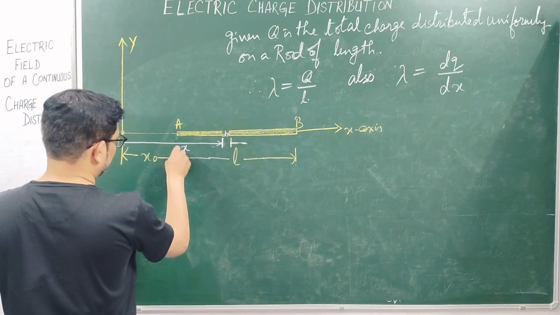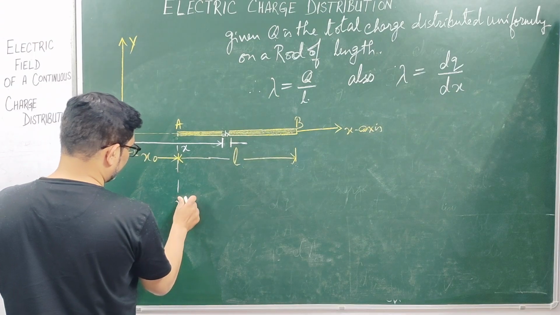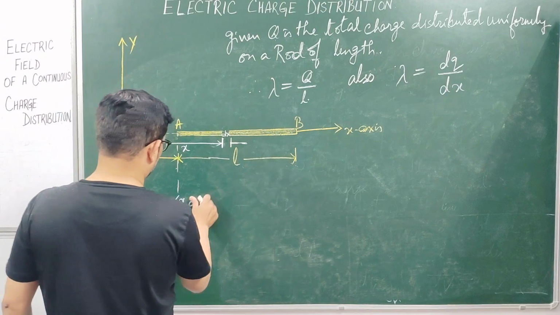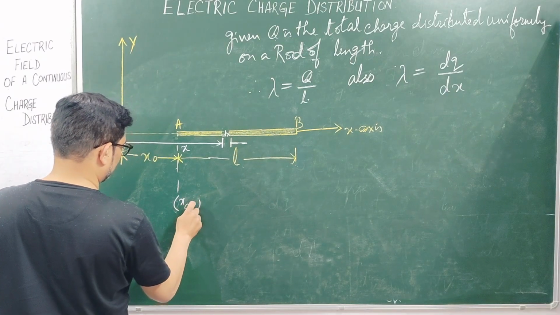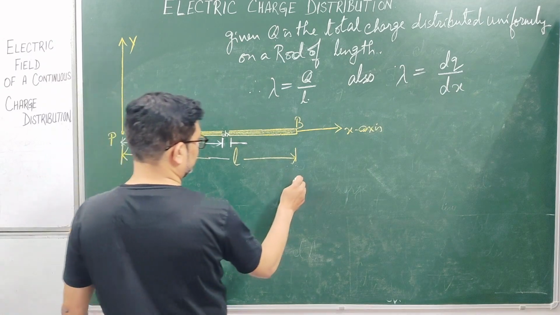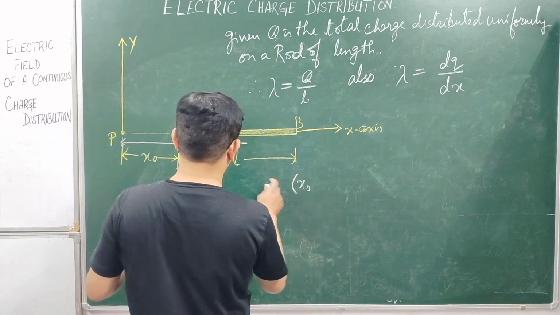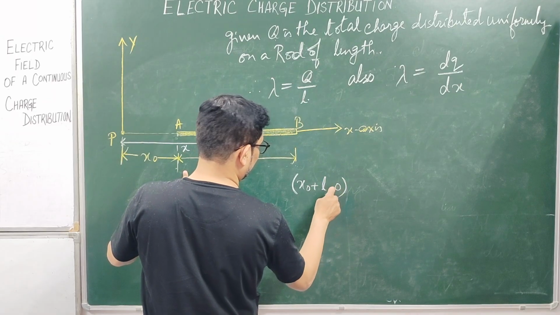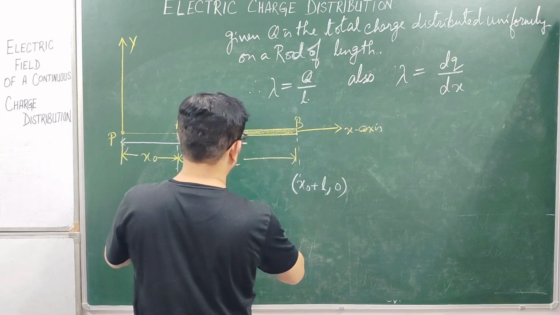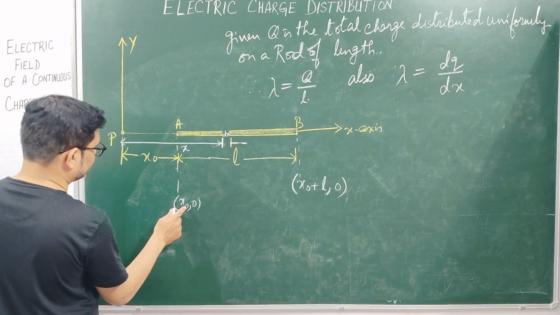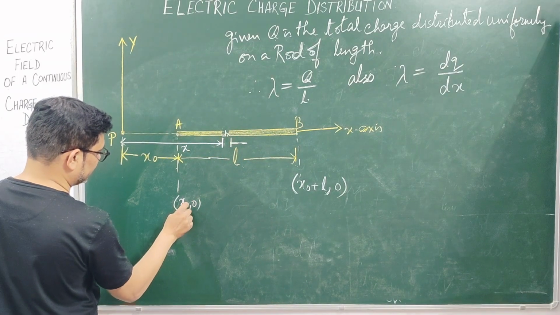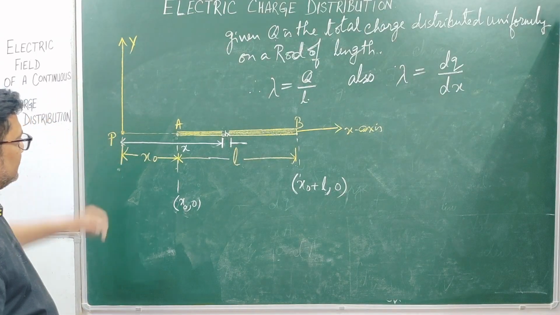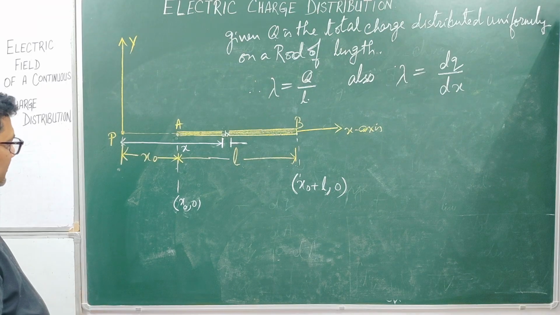So at this point, what is the coordinate? We can write the coordinates here as x0, 0, right? And here we'll have x0 plus this length, which is L, and 0. This is the coordinate of this point. So this point has coordinate x0, because this is at a distance x0 from the origin. Here we are interested to find the field. So this is the information we have.